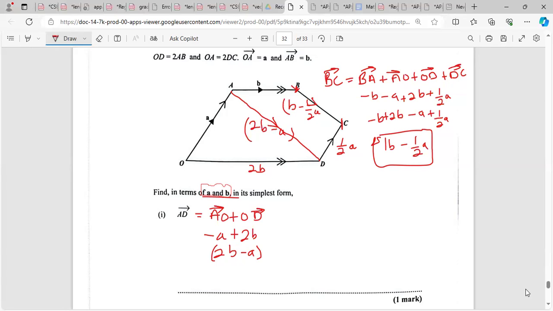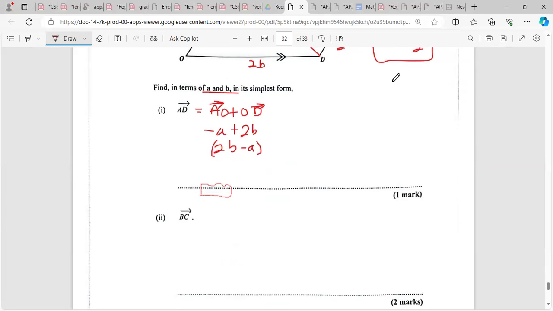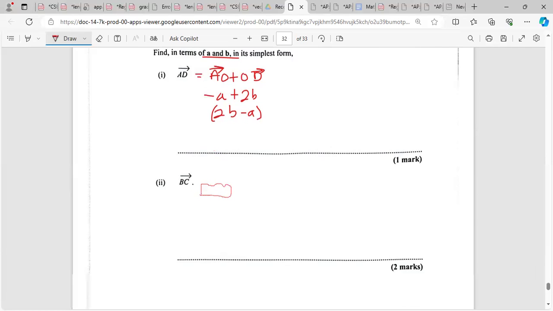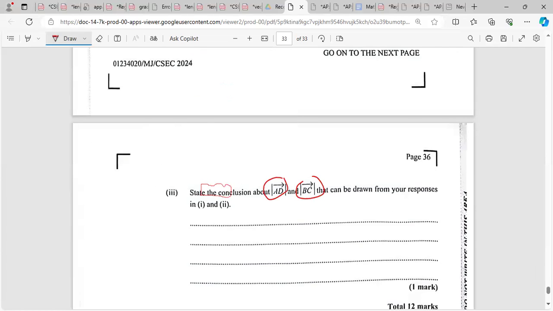Alright guys, so we have come to the end. It's a very long paper though. Wishing everyone all the best. But they ask for the modulus, so that means we should think about the size.